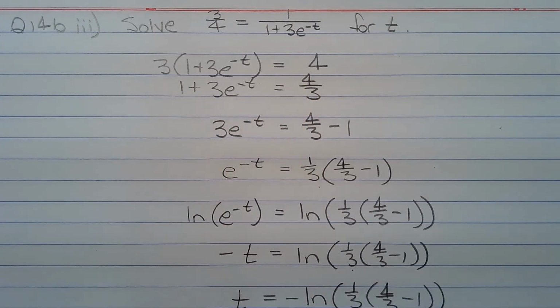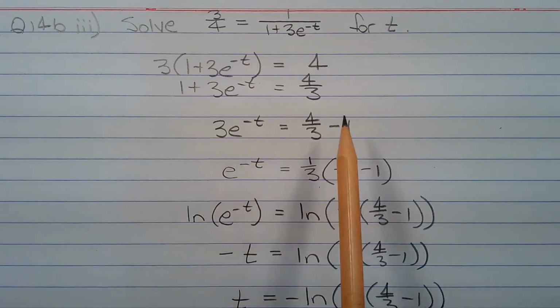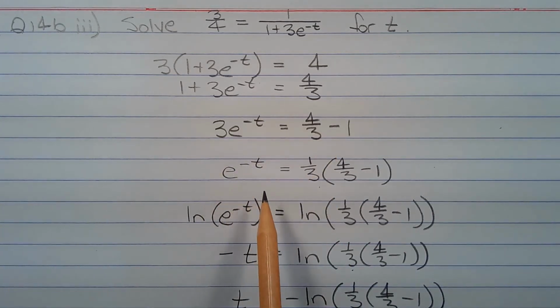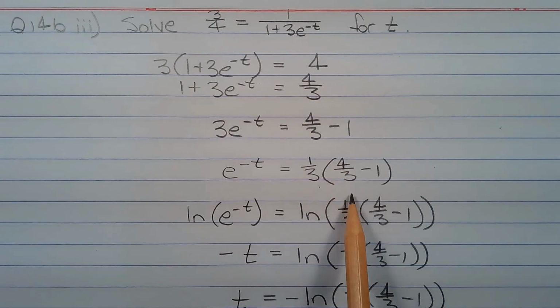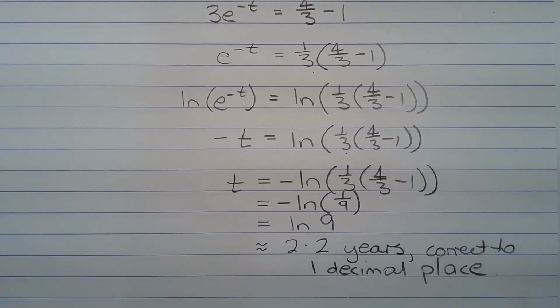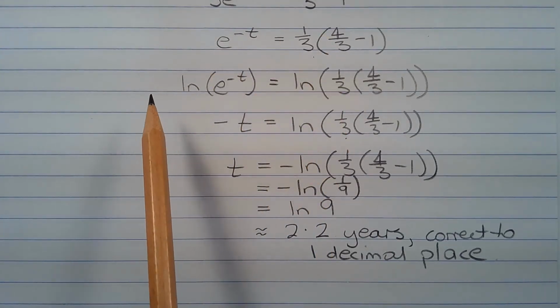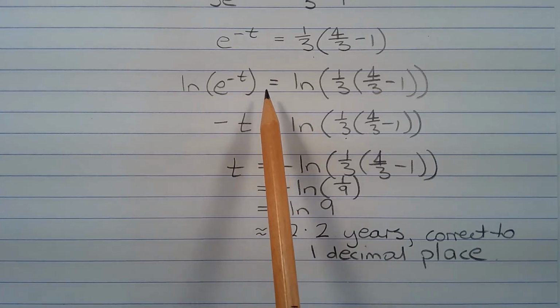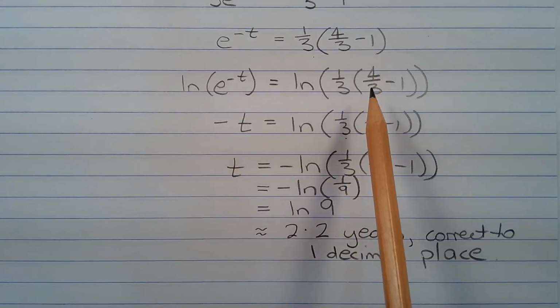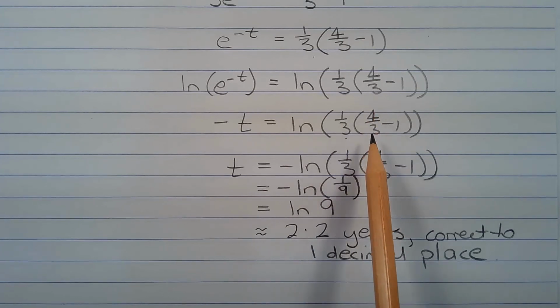Subtracting 1 from both sides of the equation, we get 3e^(-t) is equal to 4/3 - 1. Dividing both sides by 3, we get e^(-t) is equal to 1/3 times (4/3 - 1). Taking the natural logarithm of both sides, we get ln of e^(-t) is equal to ln of 1/3 times (4/3 - 1), which becomes -t = ln(1/3 times (4/3 - 1)).